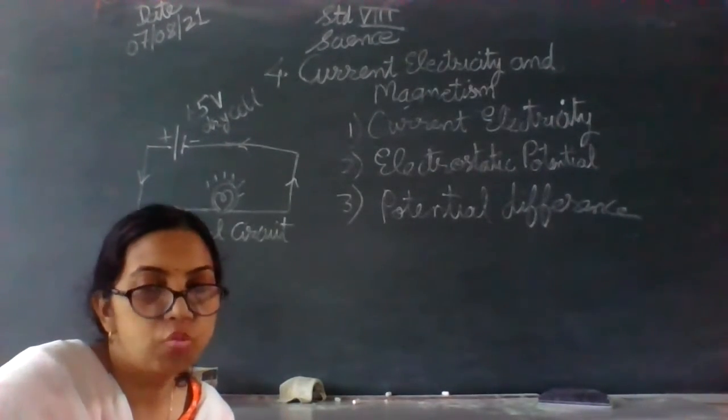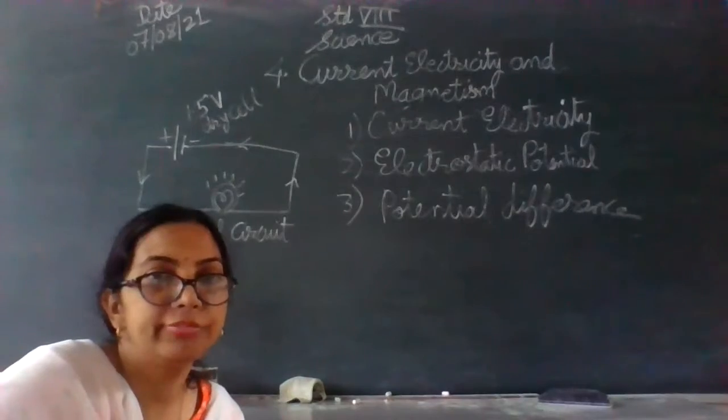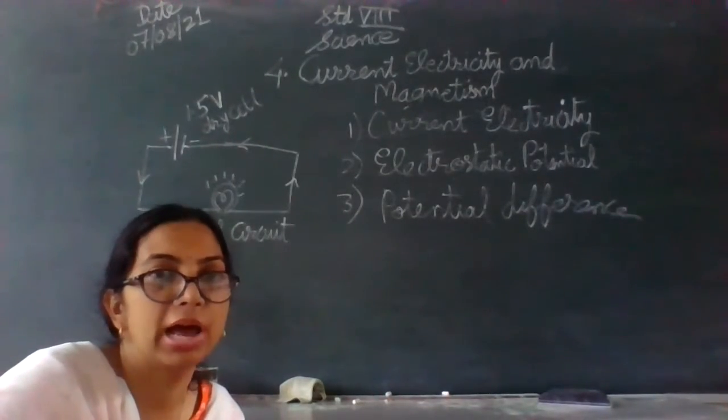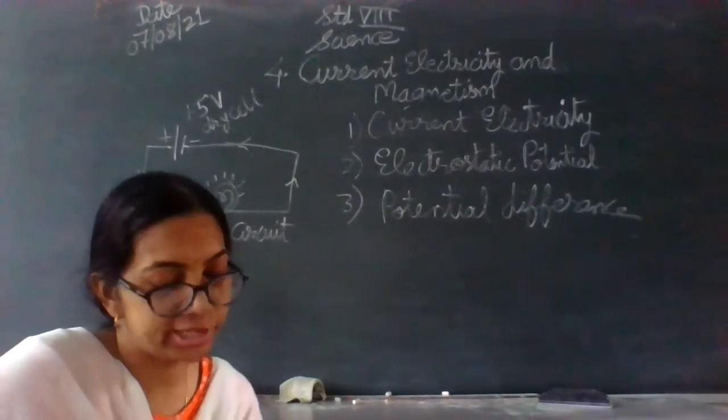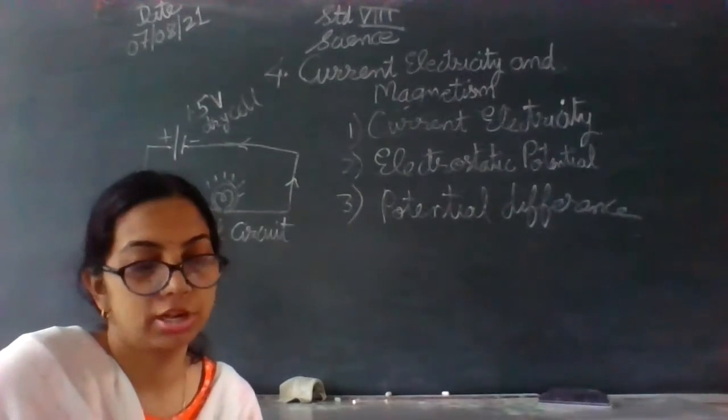Okay. And the unit of potential difference in the SI system is volt. That's why we have taken the dry cell of 1.5 volts. So it is measured in volts. Okay.